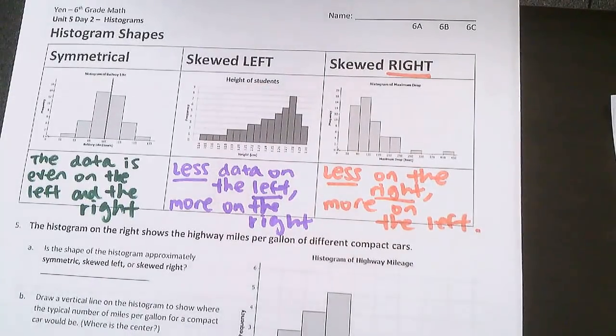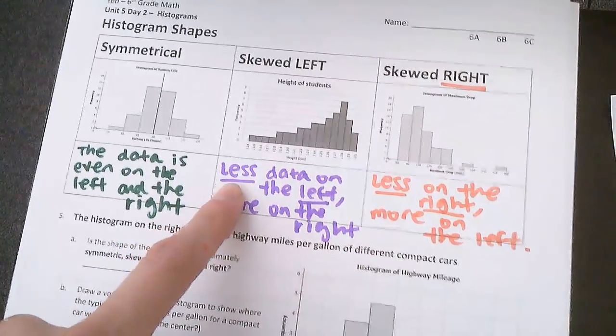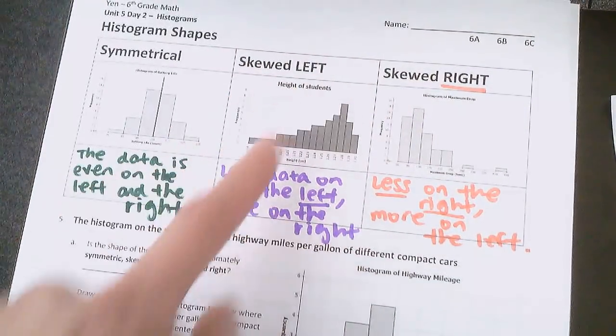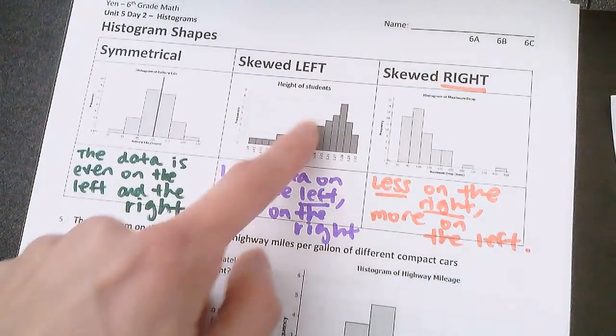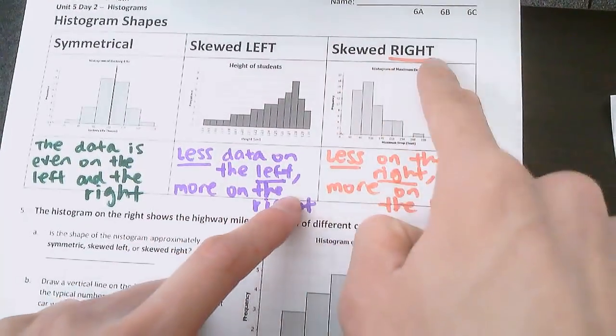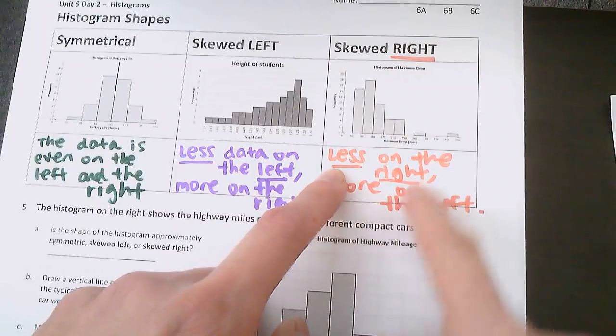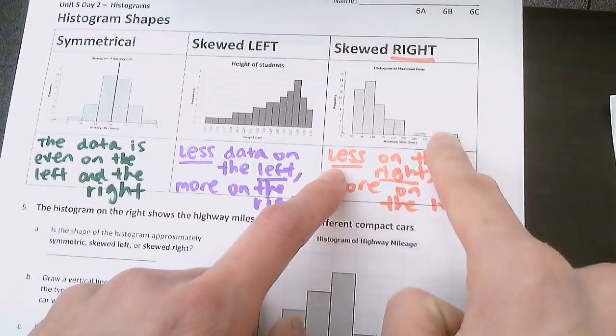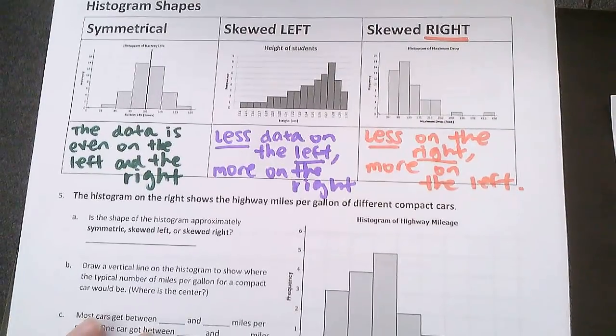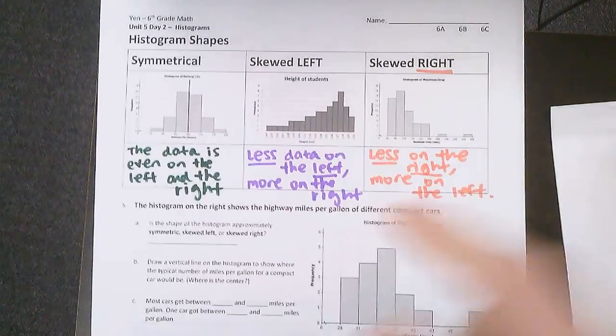Okay, so these are a little bit tricky because it's the side that there's less on. So if it's skewed left, it means there's less on the left, more blank space on the left. If it's skewed right, it means there's less data on the right. There's more blank space on the right. Okay, so now that you know these three terms and what they look like, you should be able to answer the rest of this page.